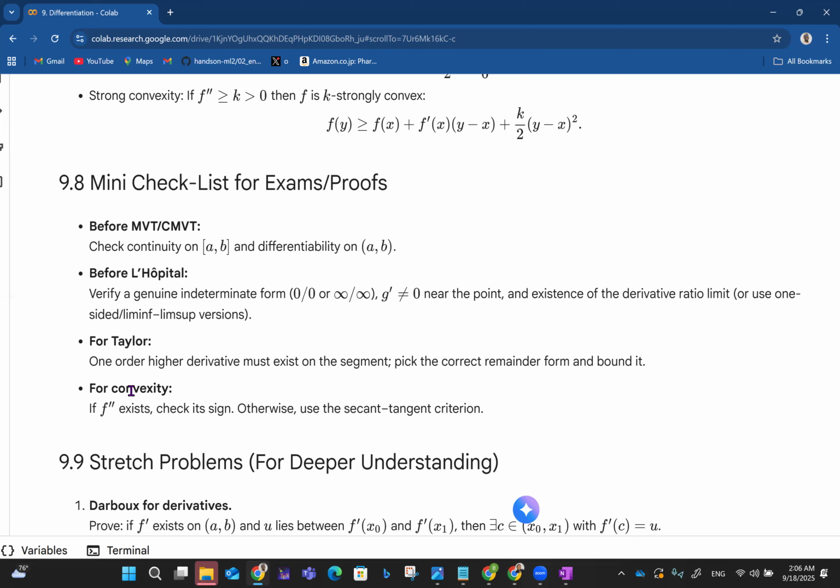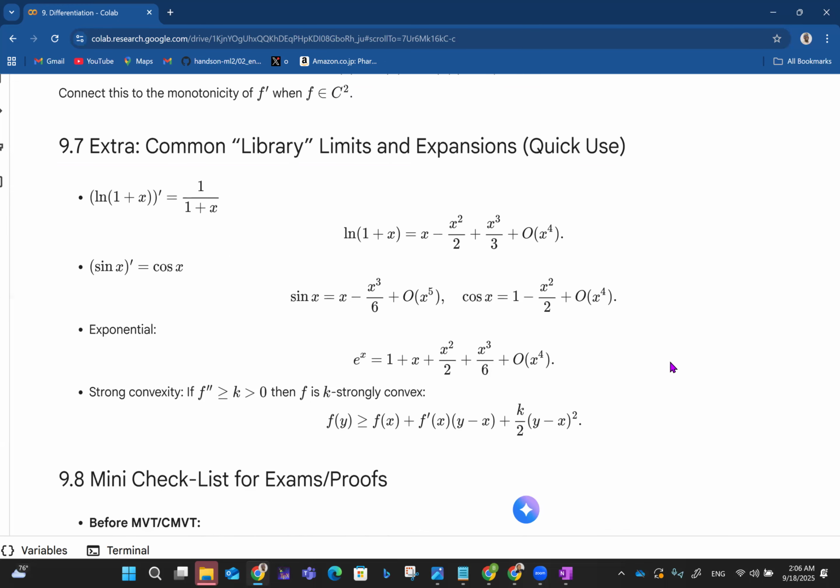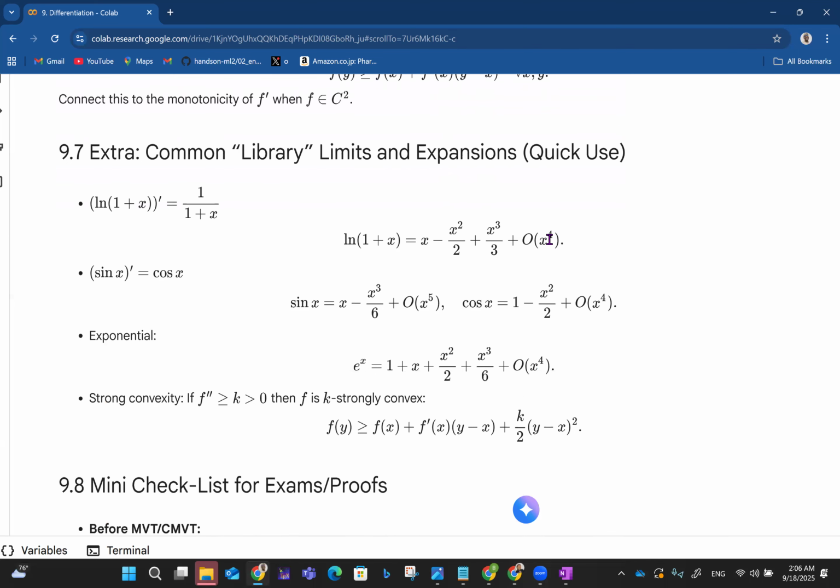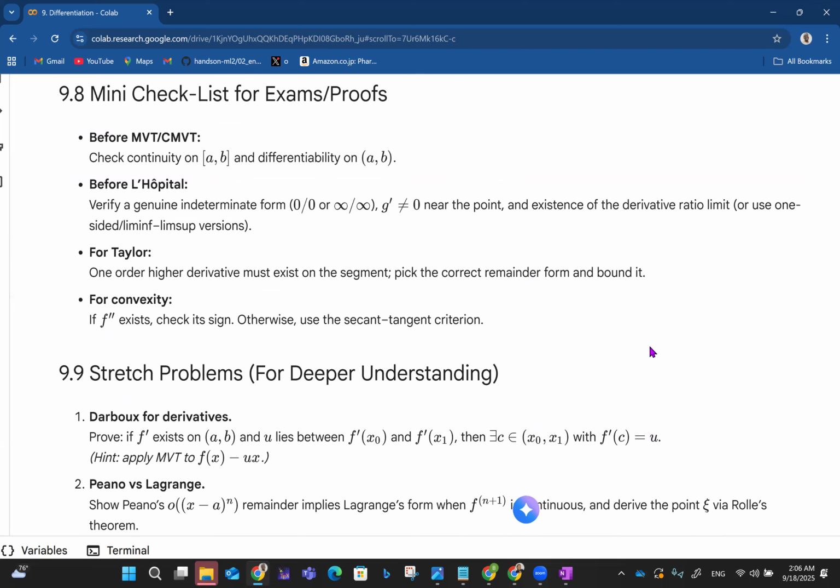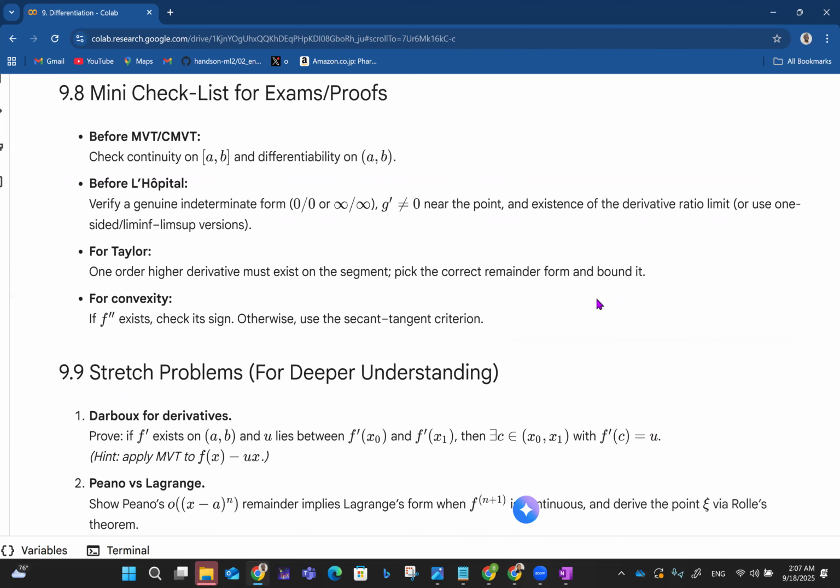Then for Taylor, the higher derivative must exist on the segment. So pick the correct remainder form and bound it. So you can see for all these expressions now, we have order 4 error, order 4, order 4. Also, this is order 5, depending on the expression you are doing, right? So you want to be sure that you pick the correct remainder form and bound it. So for convexity, if f double prime of x exists, check its sign. Otherwise, use the second tangent criterion.